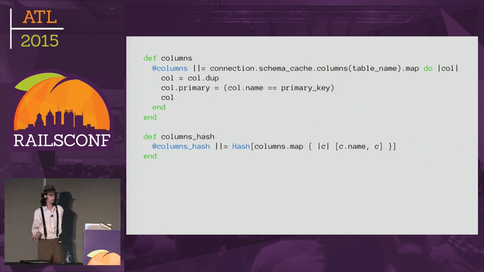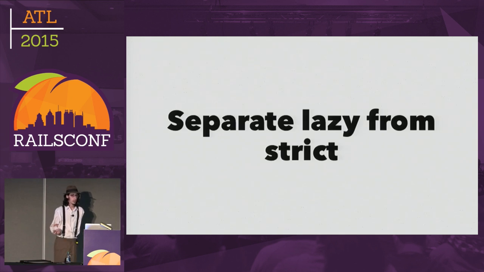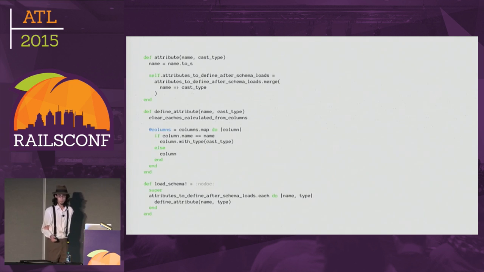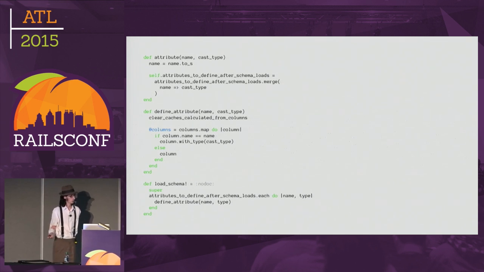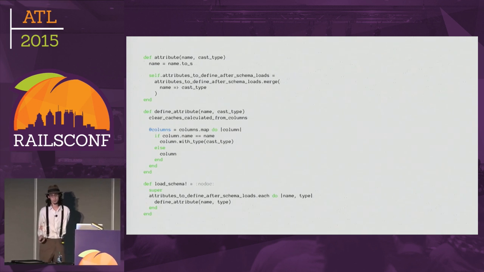So we need our implementation to be lazy. And when you find that you need laziness in your system, I find that it's very important to separate the lazy form from the strict form and have both of those available. So here's roughly what the code looks like at this point. On the top here, we have our attribute method, which is the lazy version. Below that, we have define attribute, which is the strict version. And then after the schema is loaded, we're going in and overriding all of the columns that we wanted to modify.